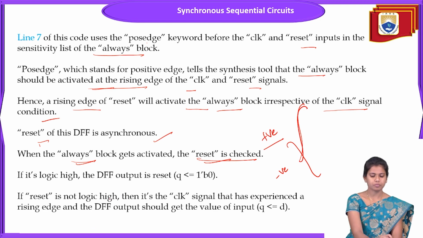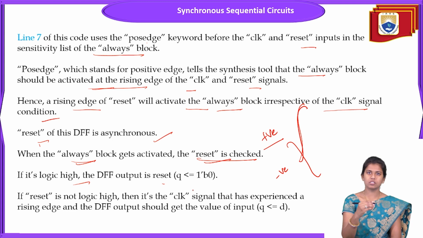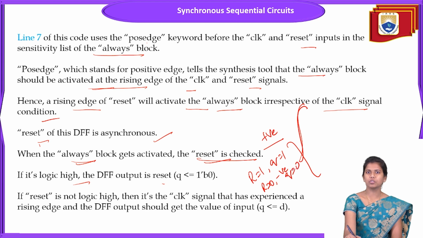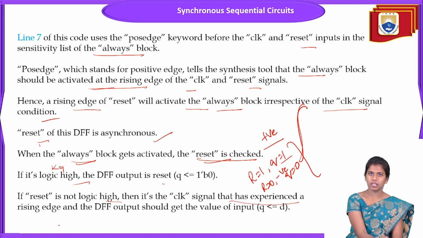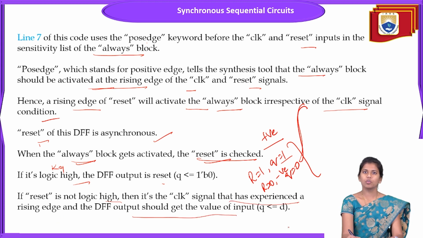And then if it's logic high, the D flip-flop resets to Q less than or equals to 1. So if reset is logic 1, what happens? The output goes high. If reset is logic 0, then the output goes to 0. So if the reset goes to 1, then the output of the flip-flop goes to Q less than or equals to 1, so it goes high. And if reset is not logic high, then the clock signal experiences a rising edge and the D flip-flop should get the value Q less than or equals to D.